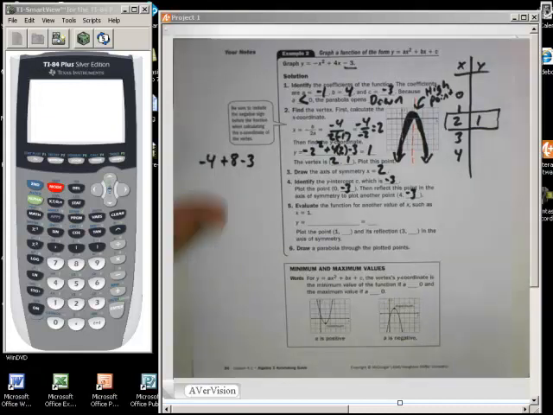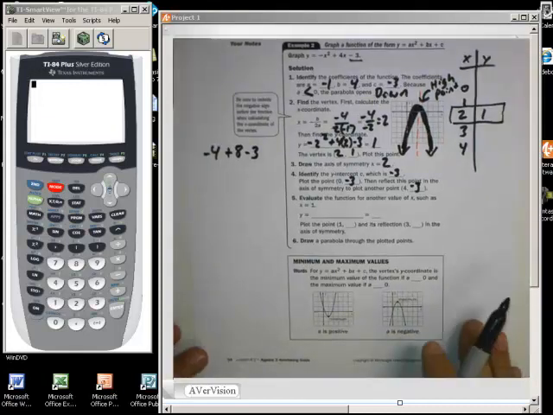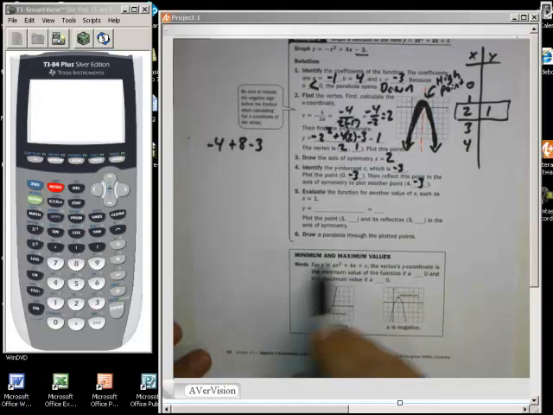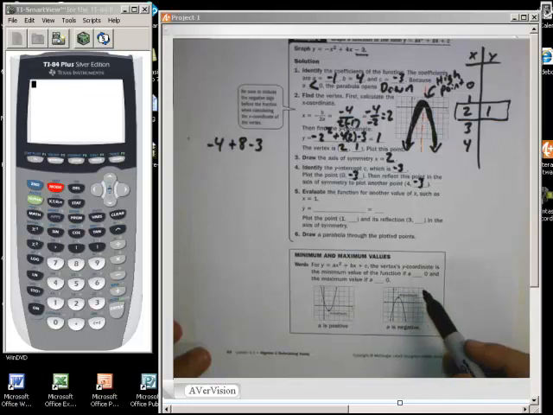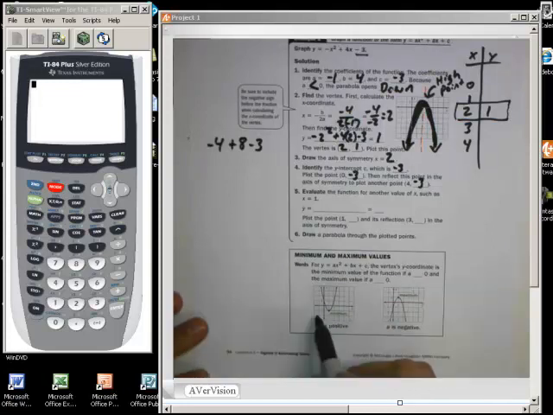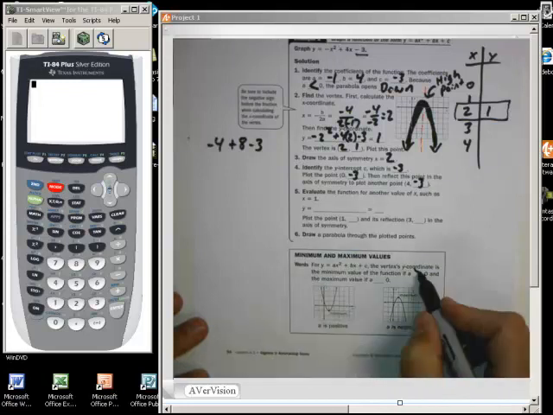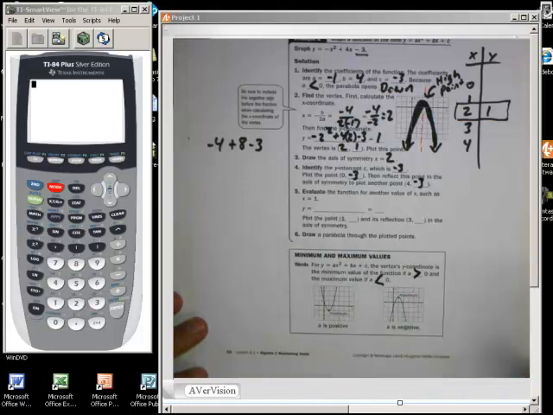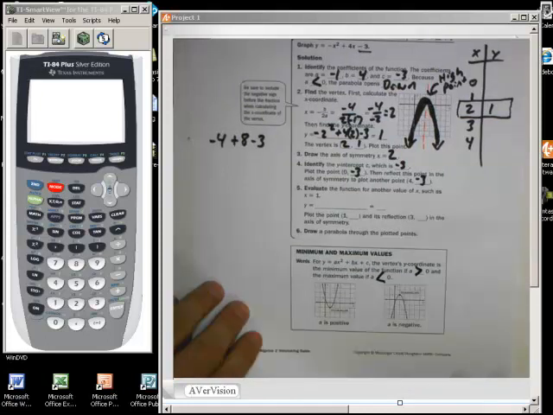We talked a little bit about the minimum and maximum values already. If we look down here at these minimum and maximum values, all they're saying is that the vertex's y-coordinate is a minimum value of the function if the parabola opens up. So if it opens up, a must have been positive, and if it opens down, a must have been negative. That's all they're saying at the bottom of those notes there.